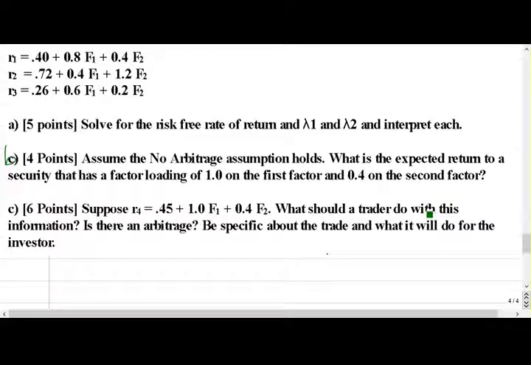This is the very standard APT question, so I'll go through it quickly because I have done this before. So first, part A is very easy. We just set up the equation.